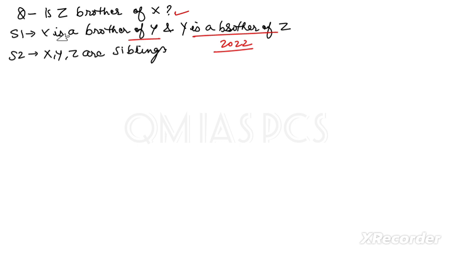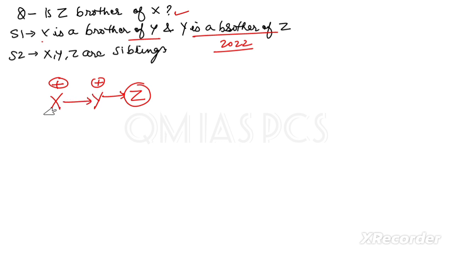First of all it is given that X is a brother of Y. Simply you can write X is a brother of Y, which means X is plus. Okay, we don't know about Y. Y may be brother or sister. But if you see the next line, it is given that Y is a brother of Z. That means Y is also plus of Z. But can you tell me whether Z is brother or sister?